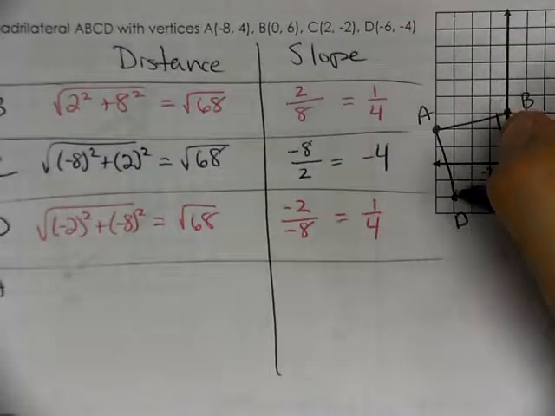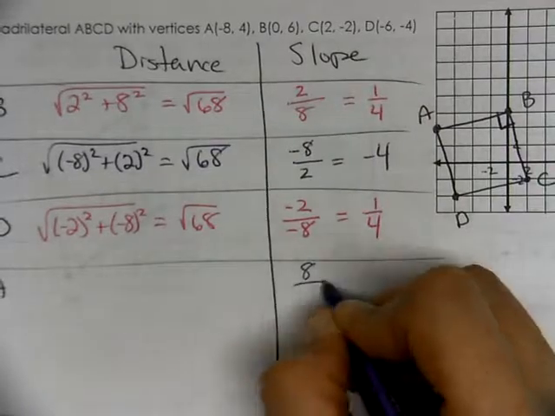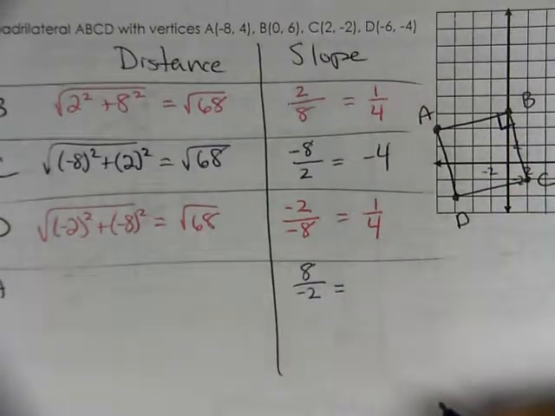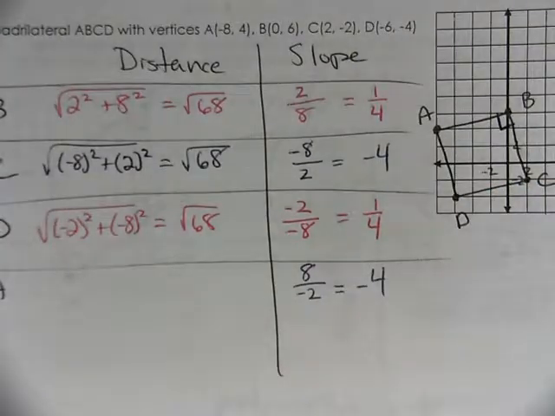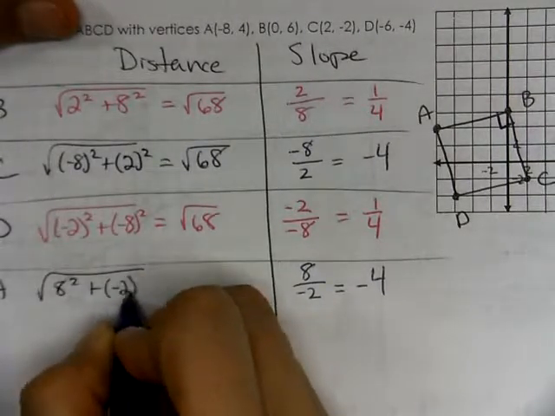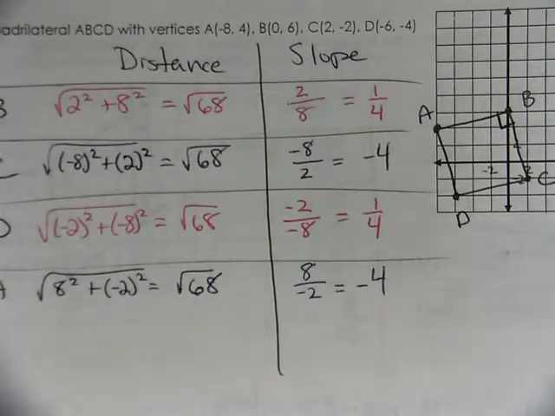And then D to A, I go up 2, 4, 6, 8, and I go to the left 2, so that's negative. Negative 4. So then my distance is 8 squared, negative 2 squared, so square root of 68 again.